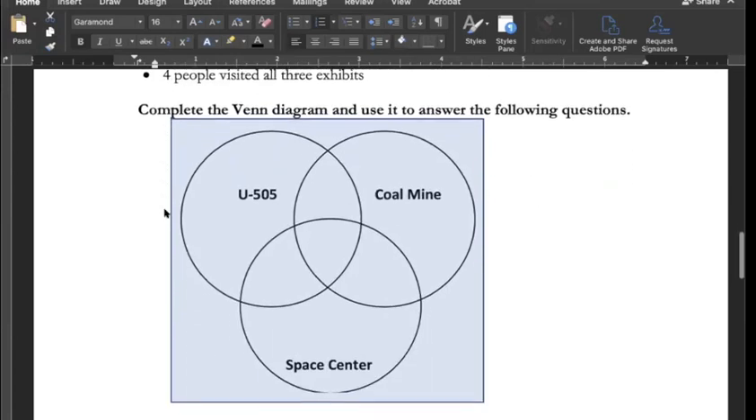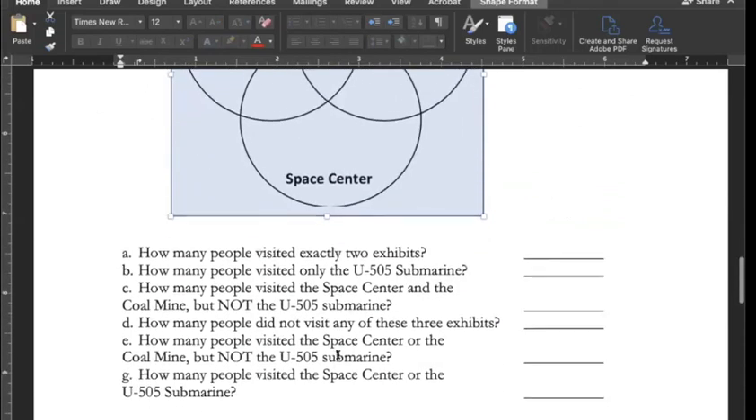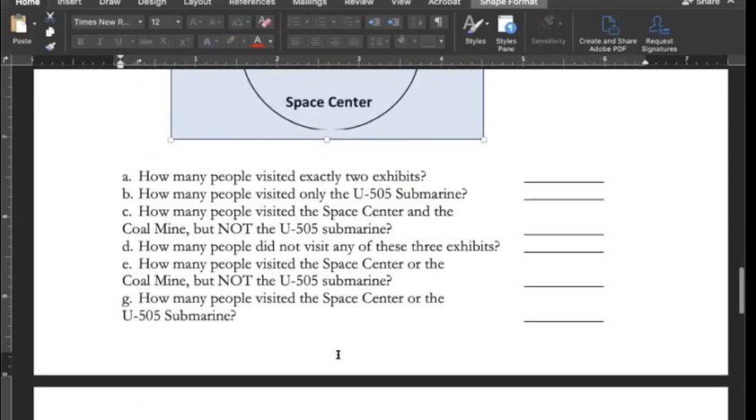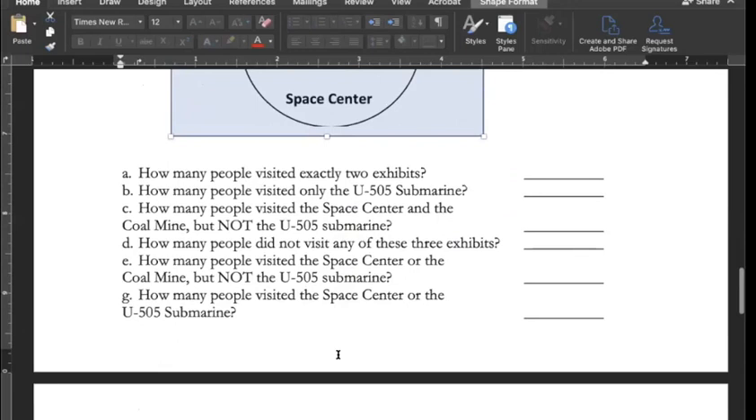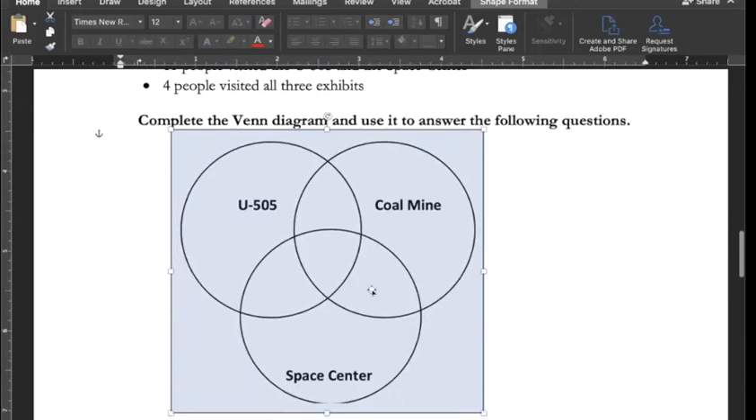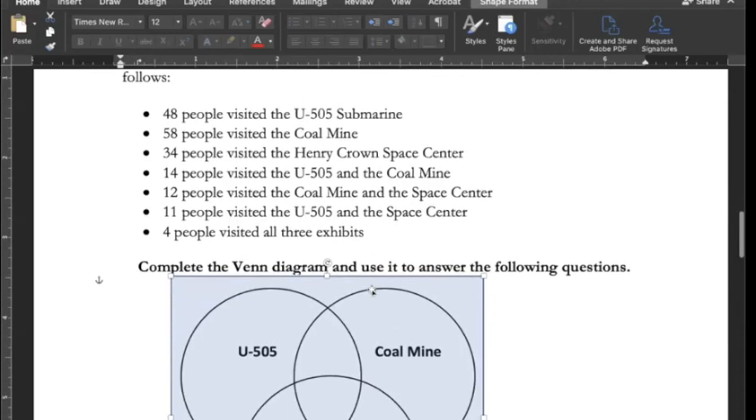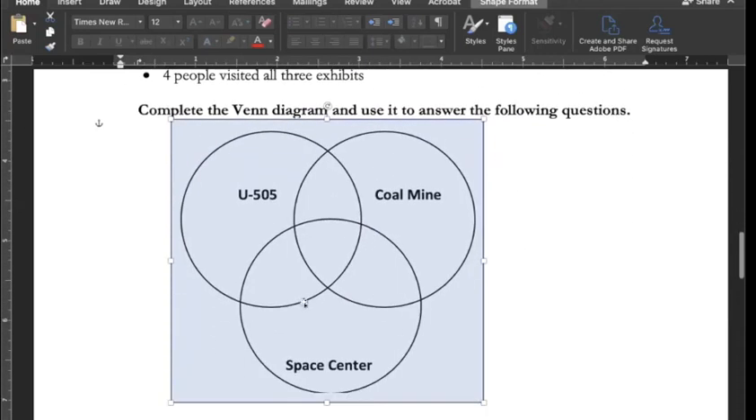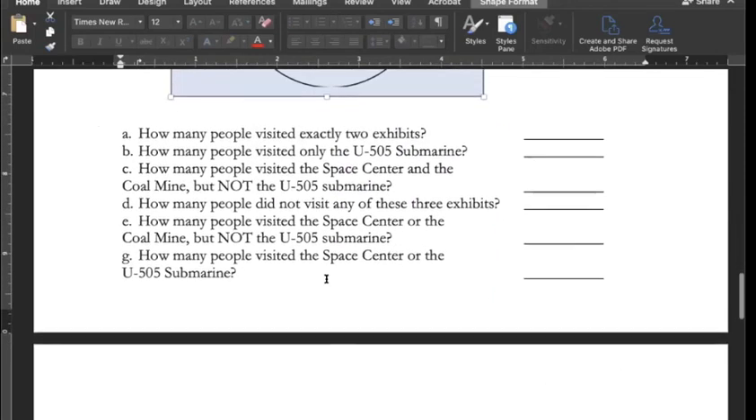So we create a Venn diagram down here that includes those 3 exhibits. Here's the submarine, here's the coal mine, and here's the Space Center. All right. And then we've got a series of questions. How many people visited exactly 2 exhibits? How many people visited only the submarine, and so forth? So what we need to do is take this information up here, and find a way to get it into the Venn diagram so that we can interpret and answer those questions.